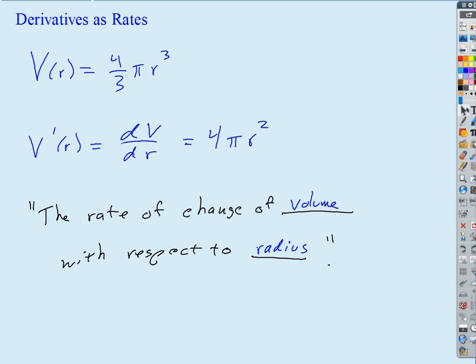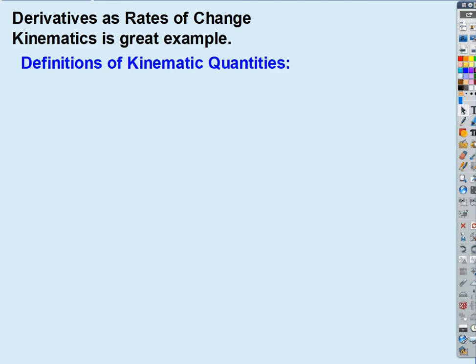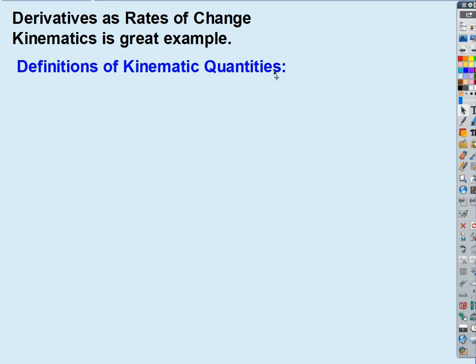Probably the easiest connection to make, we're going to go back to kinematics, right? I think the easiest way to get at this is with kinematics because it's something we're so familiar with, right? And once again, how many people are in physics? Okay, so if you're in physics, you don't have to be in physics to appreciate this, but this really helps, I think, with the physics part of it too. They tie together so well. So let's look at this concept of derivatives as rates of change within the context of kinematics.